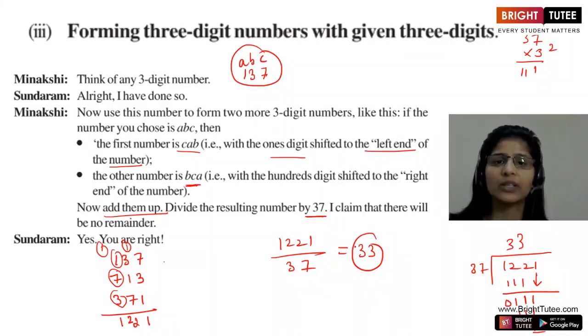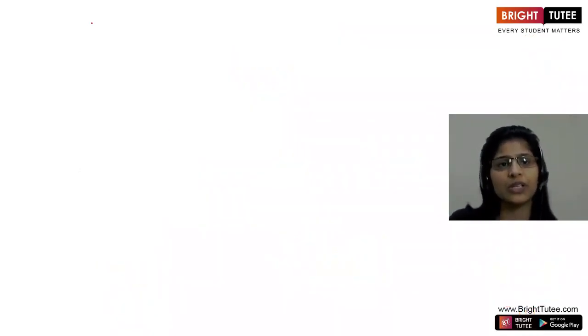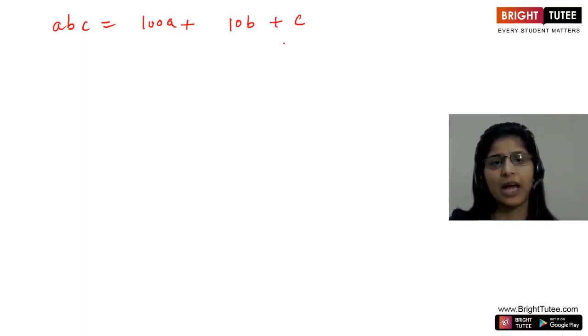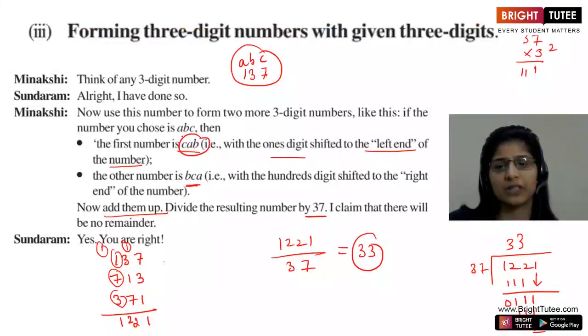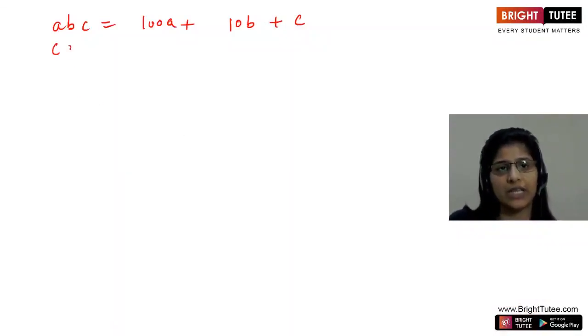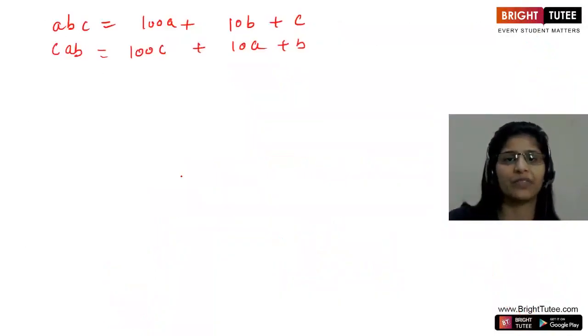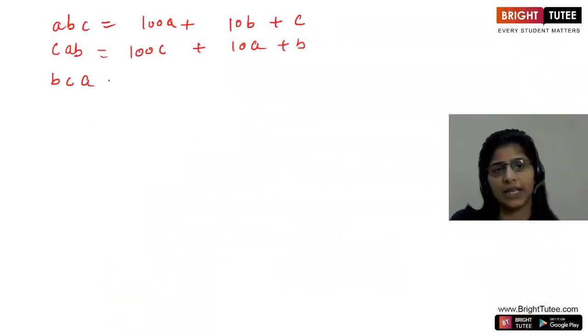So let us try it with the generalized form of the numbers. According to us, the first number is ABC, that is 100A plus 10B plus C. And the second number that she told is CAB. So if I write CAB here, we'll have 100C plus 10A plus B. And the next number that she said is BCA. If we write that, BCA will be 100B plus 10C plus A.